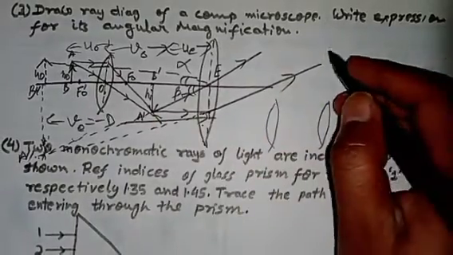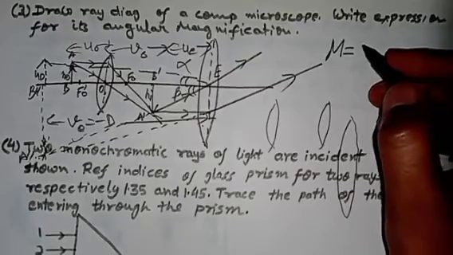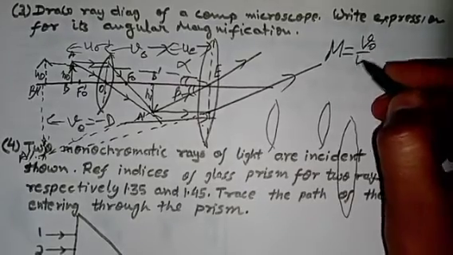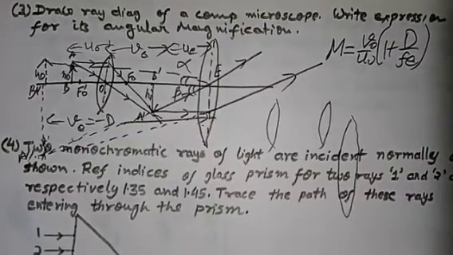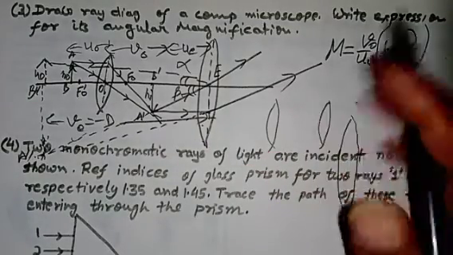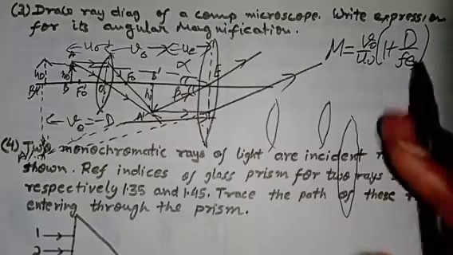And its angular magnification m is equal to VO upon UO times (1 plus D upon FE). They have just asked to write it, so we don't need to derive this.